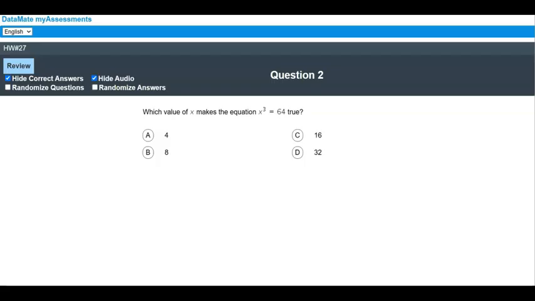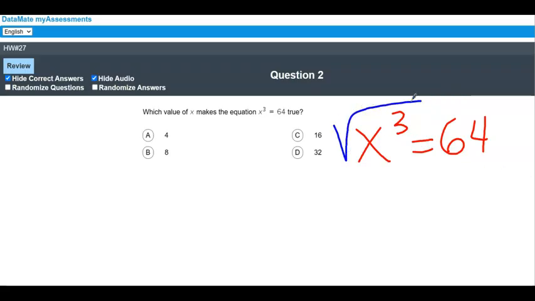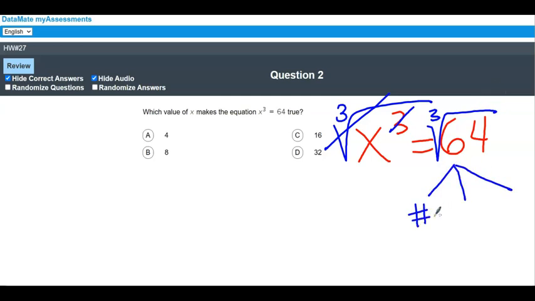Question number 2 asks you to solve for x when x to the 3rd power is equal to 64. And the only way to remove a power of 3 is to use a root with the same index. So the cube root is the inverse of x to the 3rd power. And what you do to the left side, you must also do to the right side. So we're looking for some number that when multiplied by itself 3 times, we're going to get 64. And we can use our calculator to do this math for us.